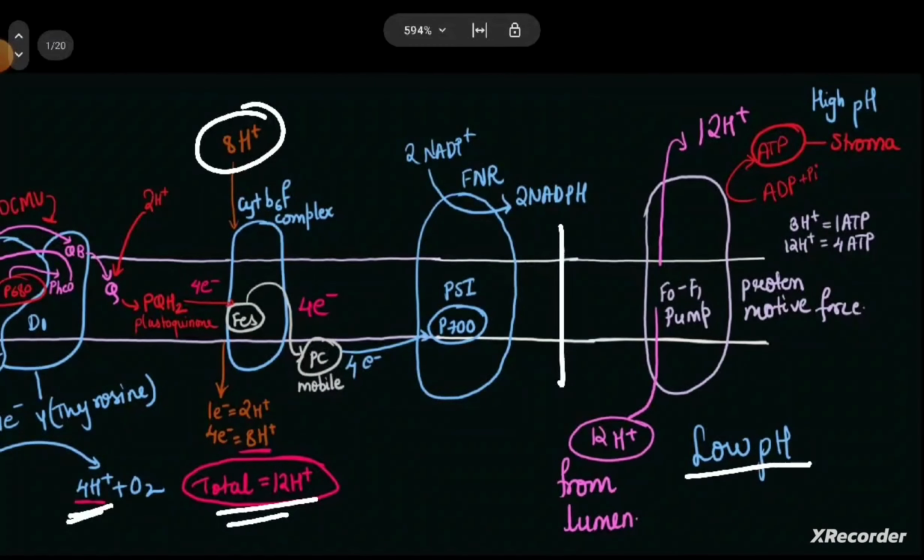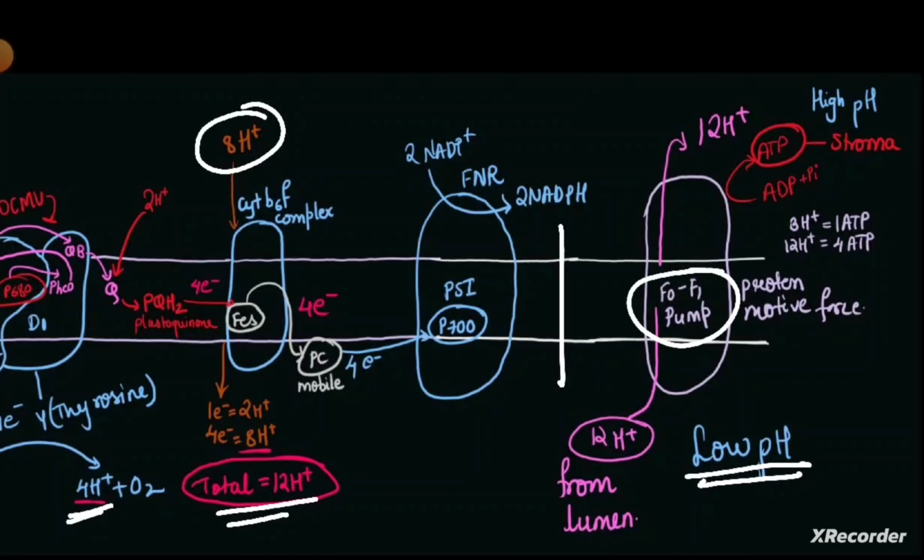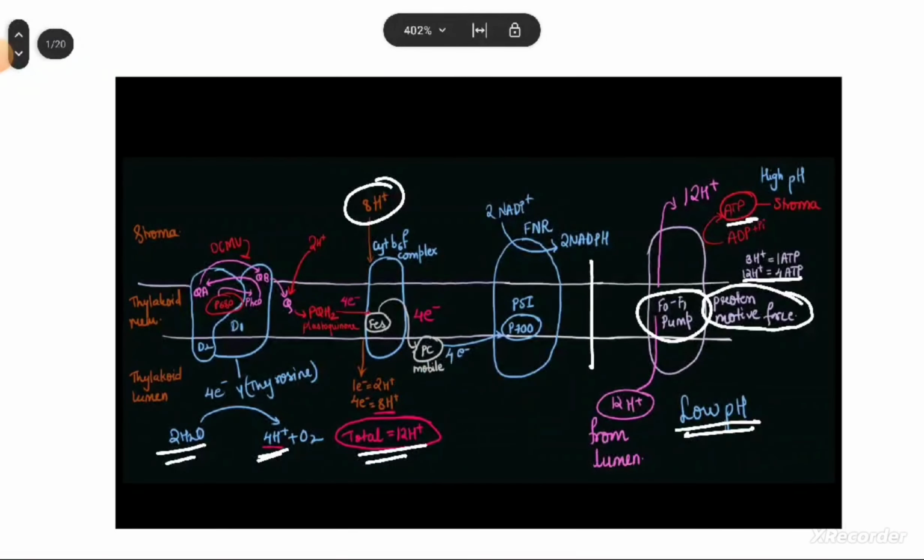Now in the lumen, obviously so many protons are forming a gradient, the pH will be low, and all these protons will pass through the CF0-CF1 pump, and as they pump out of this protein, proton motive force will be there. So ATP will be formed. How many ATPs will be formed? Approximately 12 protons are moving, right? So approximately 4 ATPs will be formed here, and that's the end of the light reaction.